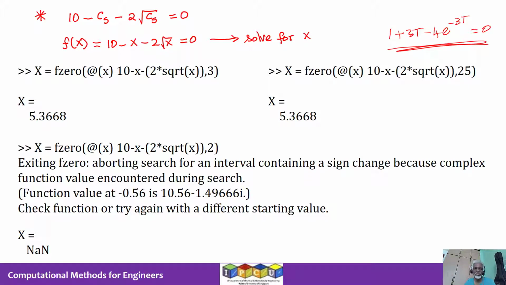So in Matlab, the command is fzero. So fzero is the command, function zero. See, we are trying to find out the zero of the function. That means at what value of x will this function become equal to 0? That is what is called the root, right?